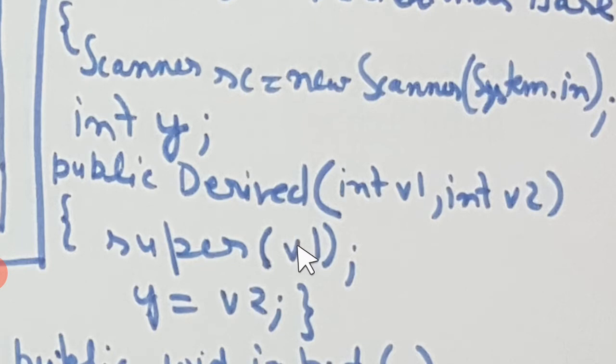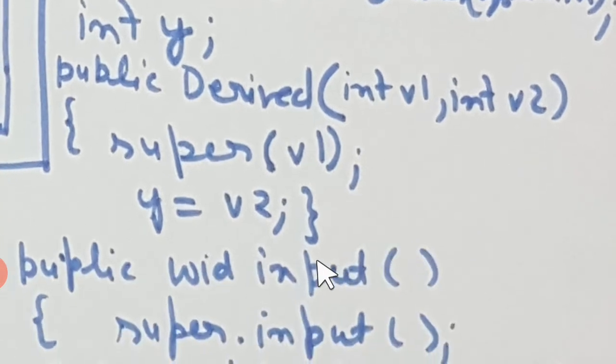If there is a default constructor, then you don't have to specify any parameter, just leave it empty, just write super parenthesis, that's it, semicolon. Don't forget that. After that, students, y equal to v2. So definitely we have to initialize y with the value v2. After that, we have here the public void input function. I told you that both the classes are having the input function, the same function name.